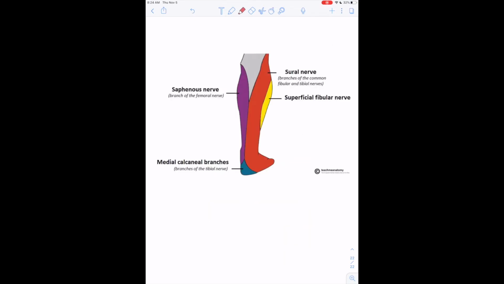The sural nerve is a combination of branches from the common fibular and tibial nerves. It supplies the posterolateral side of the leg and the foot. The saphenous nerve is a branch off the femoral nerve supplying the medial side of the leg and the foot. Medial calcaneal is a branch of the tibial nerve and supplies the medial skin of the heel.